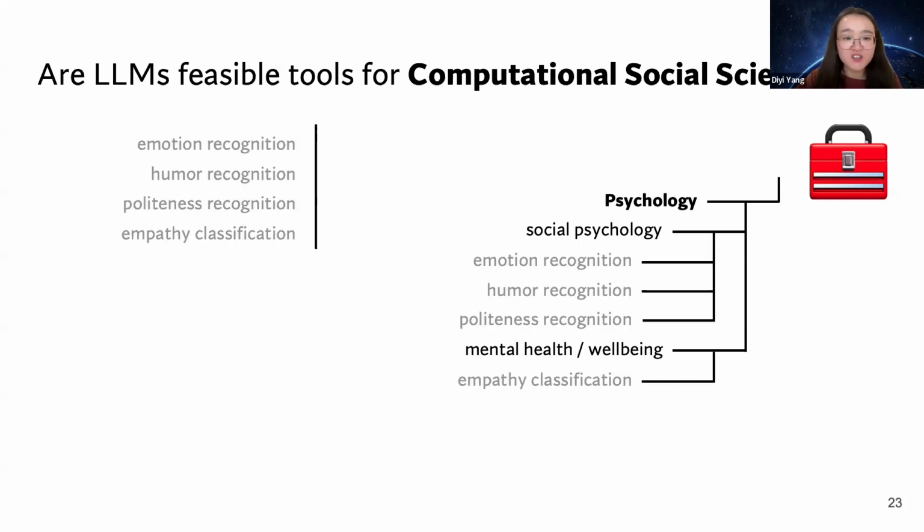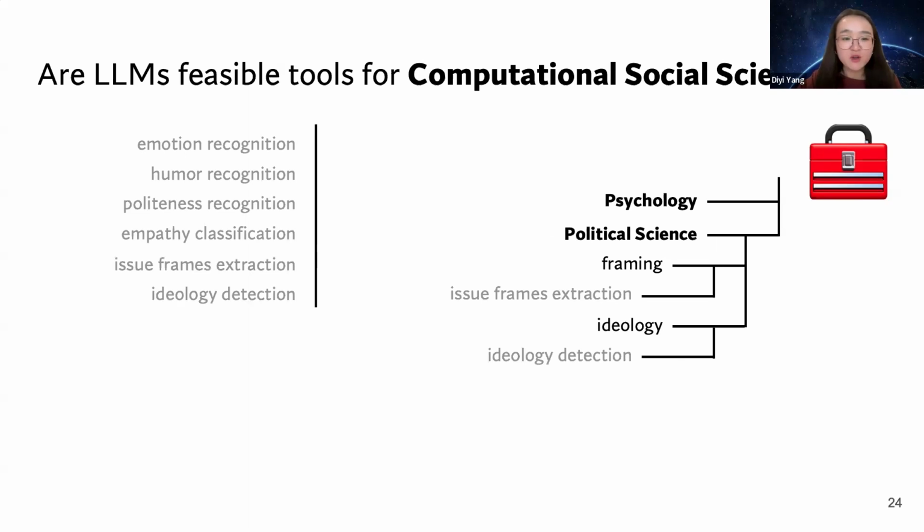As you can see for psychology, briefly, if you think about social psychology, there may be tasks such as emotion recognition, humor recognition, politeness recognition. From a mental health and well-being perspective, there may be empathy classification. If you look at political science, people care about framing and ideology. We might have tasks such as issue frames extraction or ideology detection.